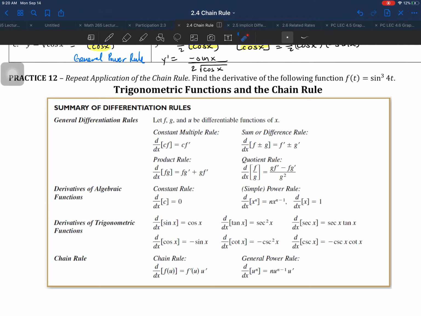And remember, all these rules are not made up. They actually come from the actual definition of the derivative, the one with the limit, right? The limit as h goes to 0 of f of x plus h minus f of x all over h. That's where this is coming from. So they're not made up. They actually follow from the original definition.